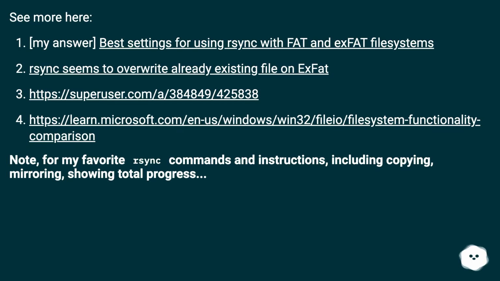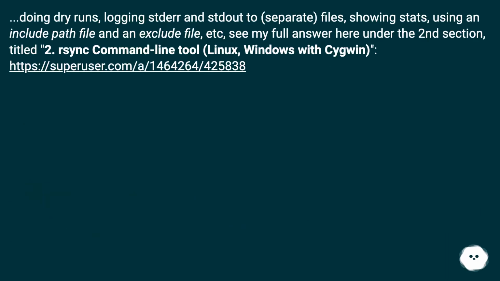Note, for my favorite Rsync commands and instructions, including copying, mirroring, showing total progress, doing dry runs, logging stderr and stdout to separate files, showing stats, using an include path file and an exclude file, etc. See my full answer here under the second section, titled 2. Rsync command line tool, Linux, Windows with Cygwin, this URL.